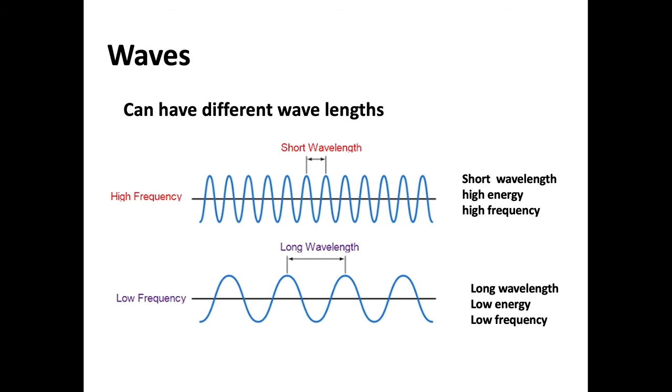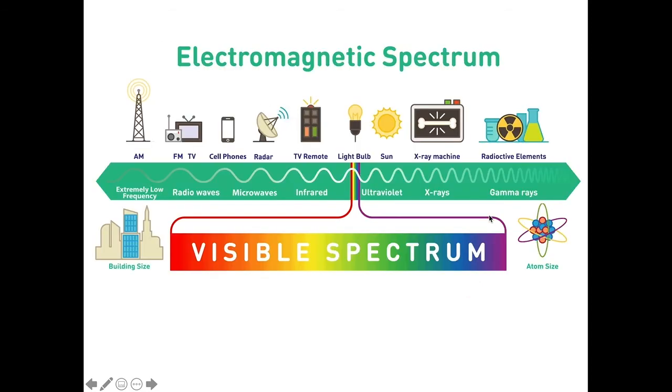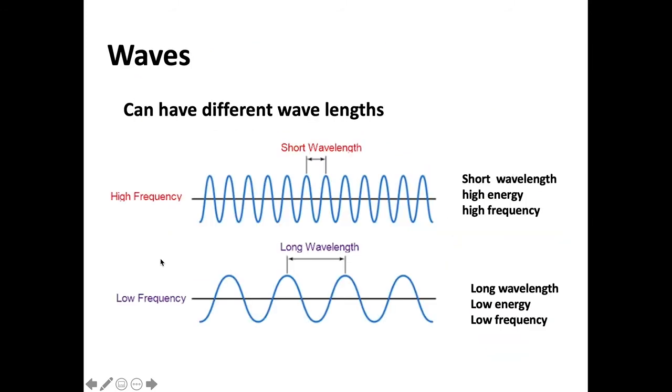Shorter wavelengths have a high energy and a high frequency. So items on this edge of the spectrum are going to be higher energy, more dangerous, and have a higher frequency because their wavelengths are closer together. So it's just a shorter wavelength. Versus this one over here has a lower frequency. There's more space between the waves, so it's a long wavelength. This is a low energy wave, and it's got a low frequency.